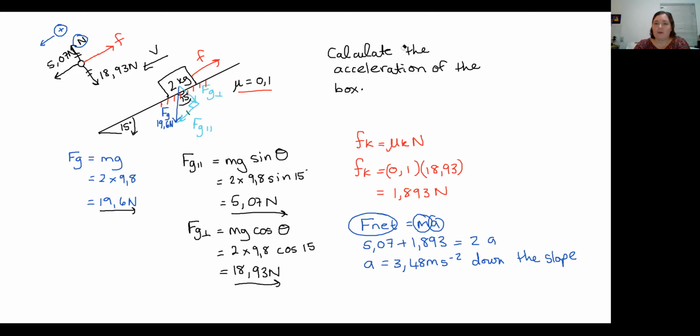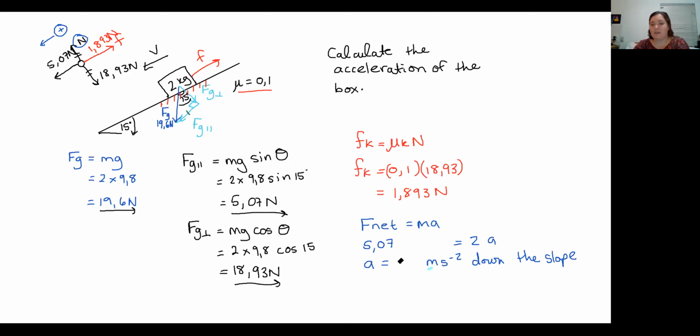If we look at the calculation we use for friction, the coefficient of friction doesn't change because the surfaces themselves don't change. Please remember the coefficient of friction depends on how rough or smooth the surfaces are. Here, the normal doesn't change either, so my frictional force remains exactly the same. So I'm going to write it in here as 1,893. This time it is going to be acting up the slope.